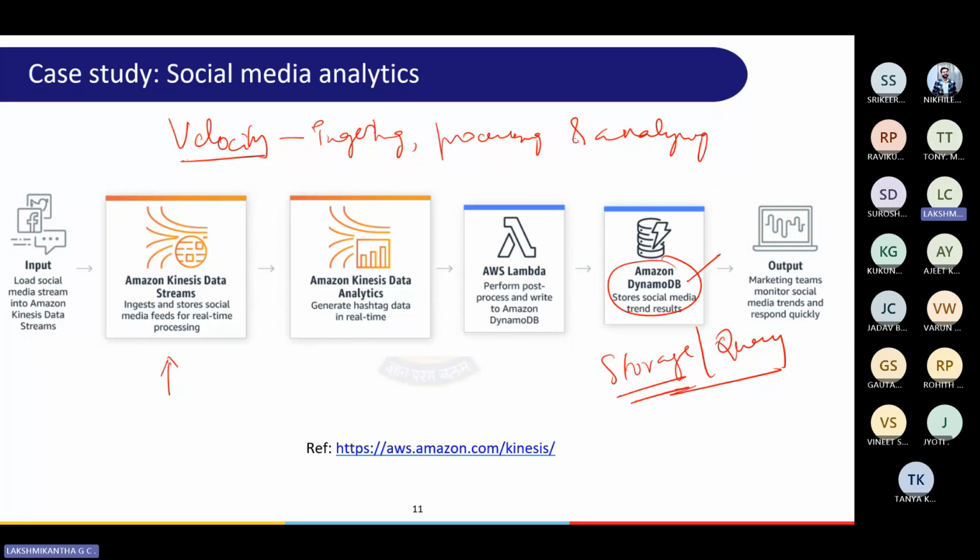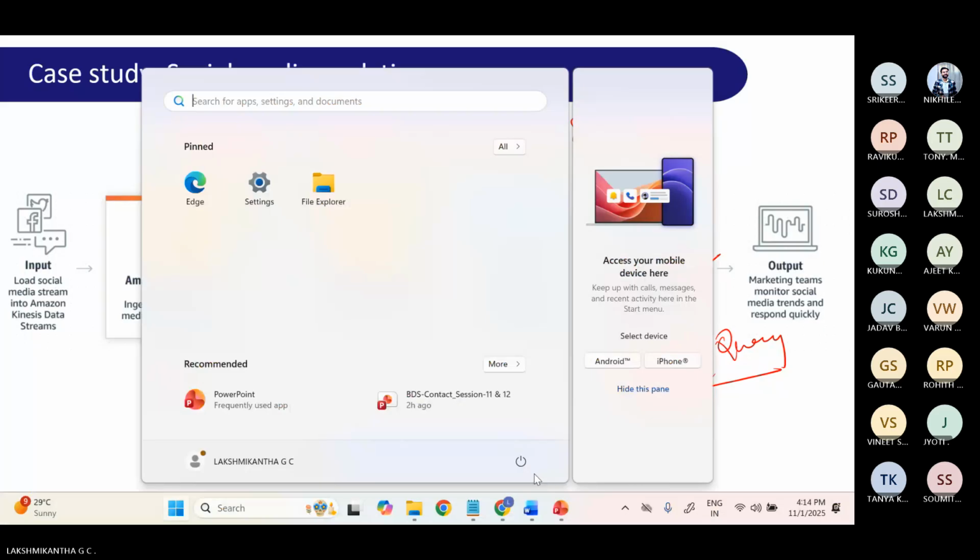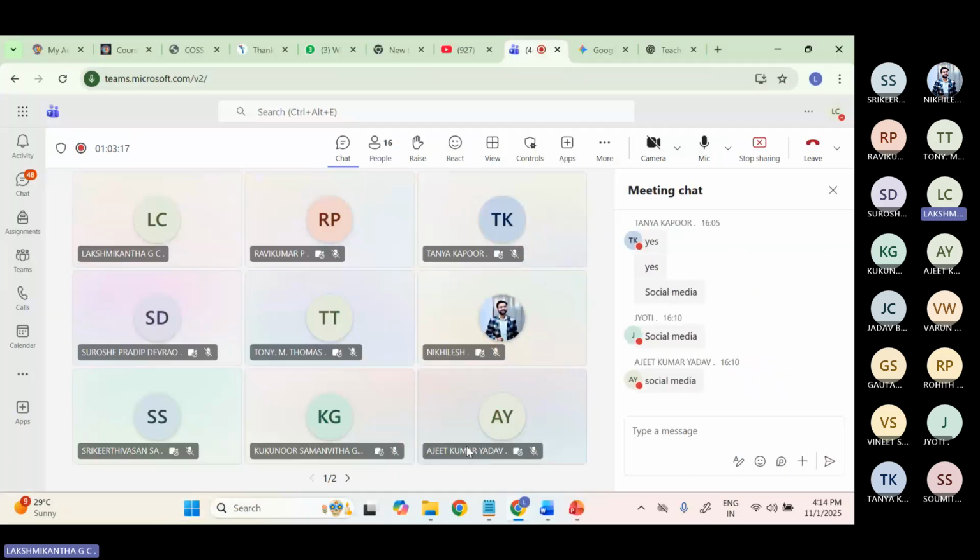This architecture is entirely enabled by the cloud's ability to provide scalable, managed streaming, compute, and storage services. It is truly a cloud-native big data solution, guys. I hope this example is crystal clear to everyone. So is this clear? This example is crystal clear.